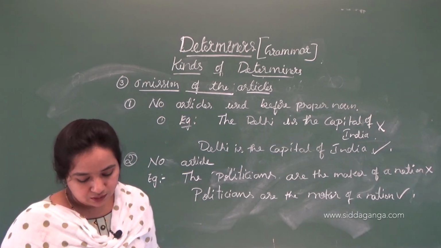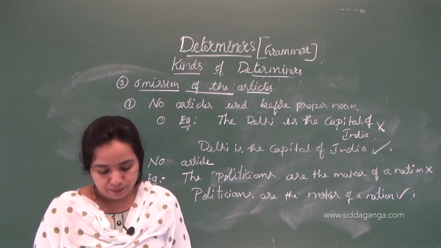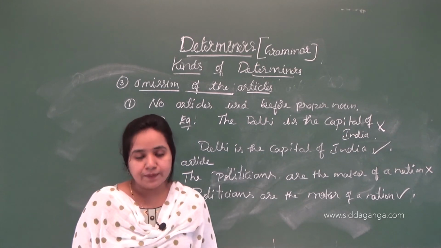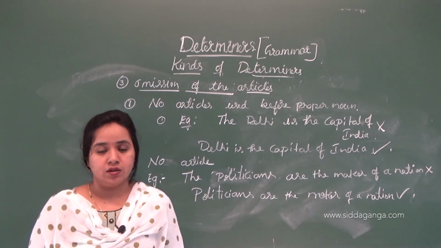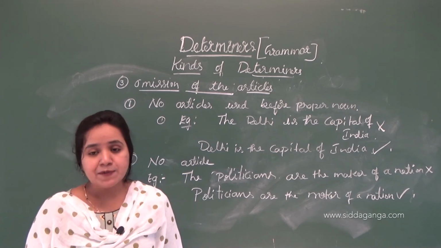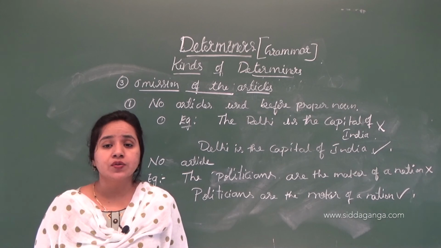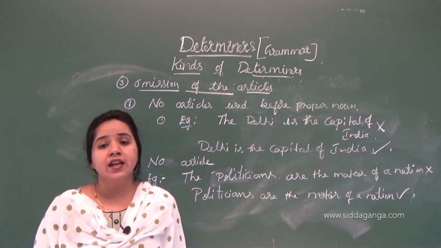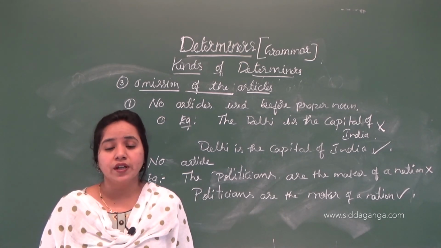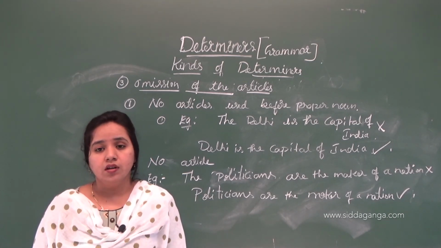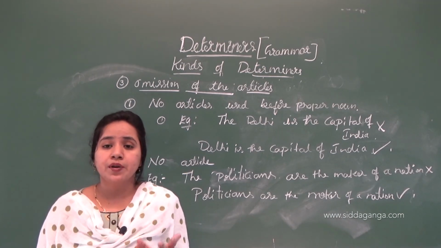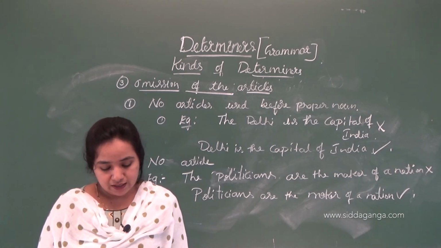Then, no article is put before a material or abstract noun when used in a general sense. For example, the material nouns are gold, iron. For abstract nouns also, we do not use any article. "The gold" is wrong; we use only "gold". "Gold is a very precious metal." In that case, we can use it.